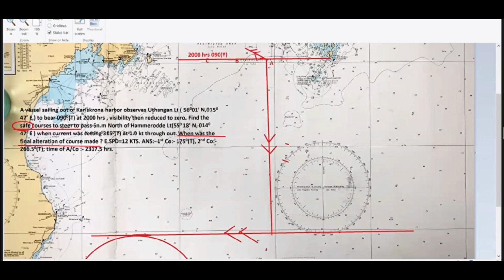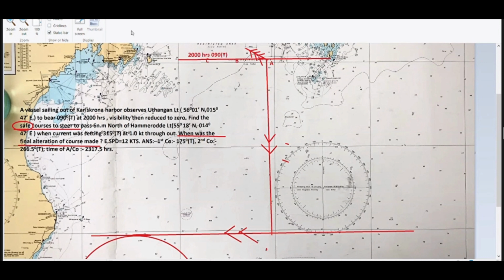From S, again cut the engine speed on the course made good, that will be your second course to steer. You can cut it here, anywhere, wherever it cuts. This is your S, this is your T. And join S and T. S and T, what you have to cut is 12 miles, yes. Engine speed. Okay.